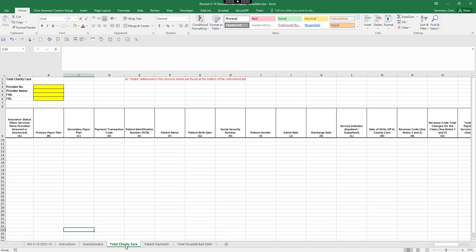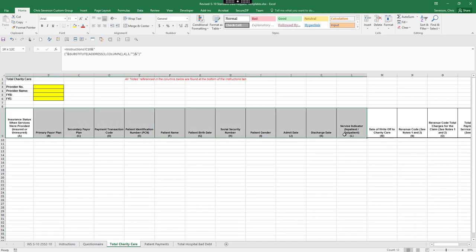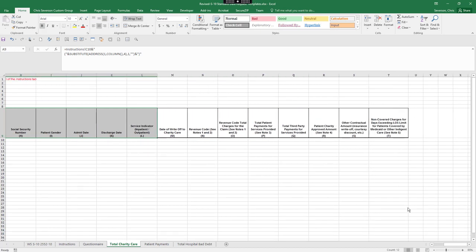Again, on the total charity care tab, the worksheet tab, most of the column headings are the same as they were before. The changes we made were to some of these in columns N through S, and actually I think a little bit of T as well. We just added a little bit of clarity to the columns so it's clear what we're looking for with that information. However, we also did move the write-off date.